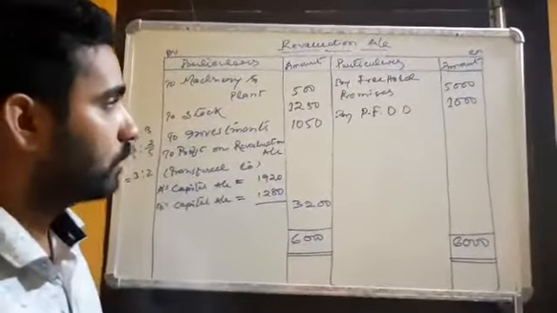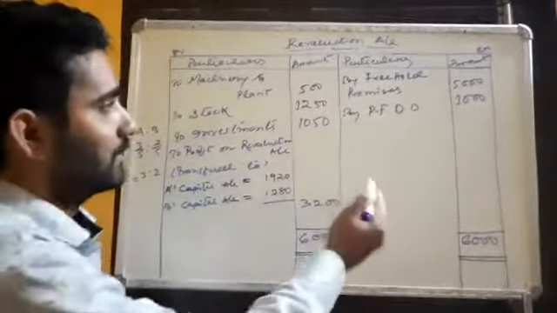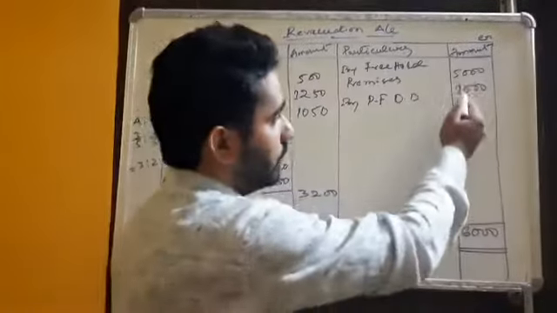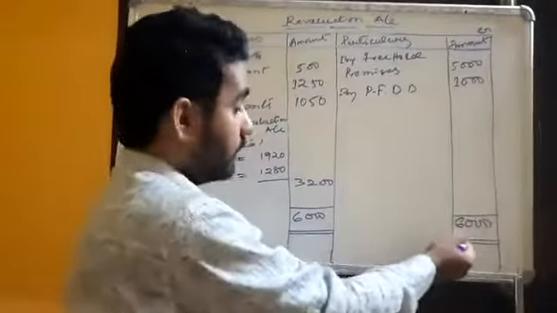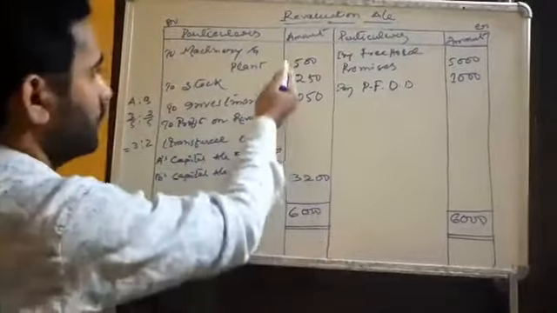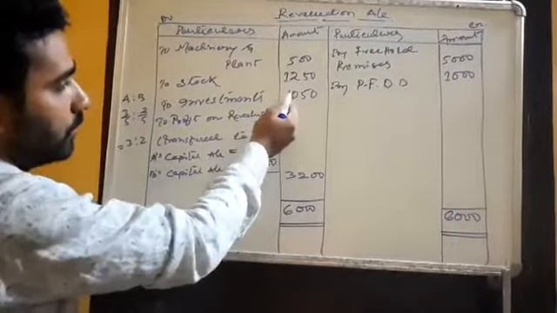Then what we need to do? We'll see which side is greater. So you can see this side is greater, so 5,000 plus 1,000, 6,000, that I've written on both the sides, and then three items are there, 500, 1,250 and 1,050.